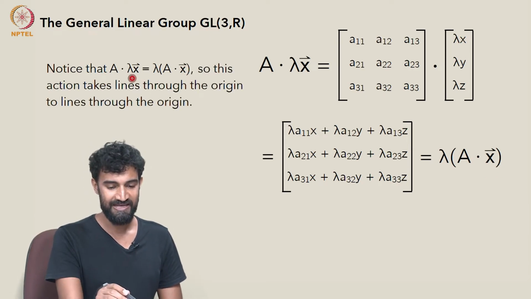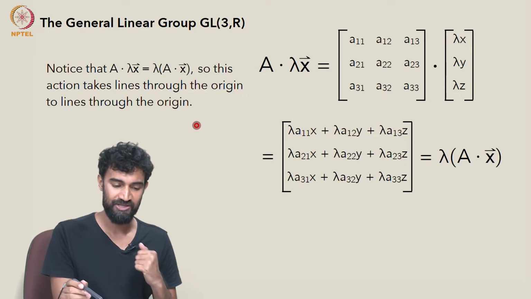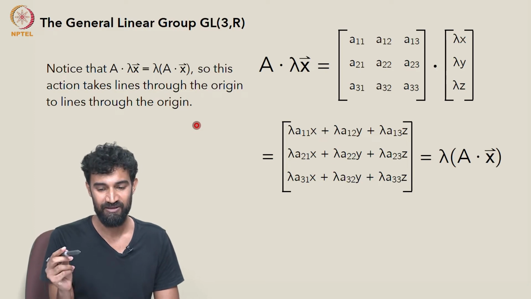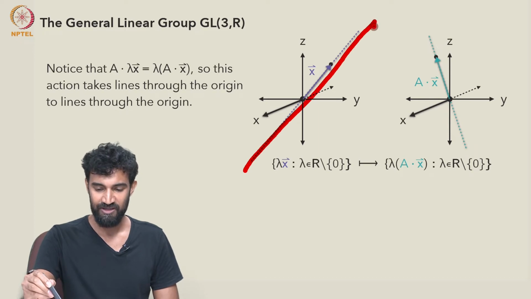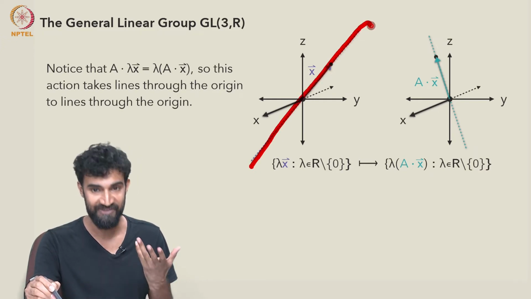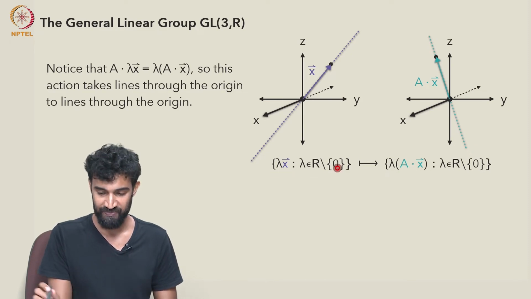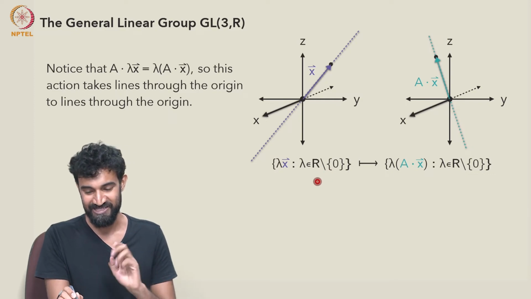So since A dot lambda x is equal to lambda times A dot x, this action takes lines through the origin to other lines through the origin. Maybe it's a little bit easier to see this pictorially. Here is one line through the origin. If this is the vector x, this is the line consisting of all scalar multiples of x, all lambda x, where lambda ranges over non-zero real numbers. The reason I'm not including 0, we'll see in a second.